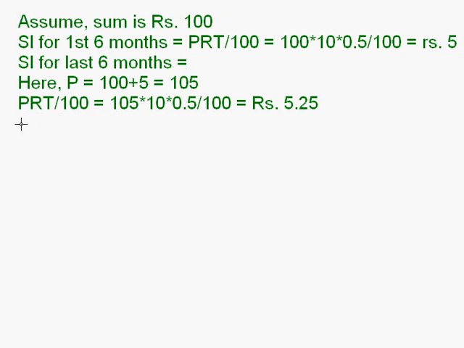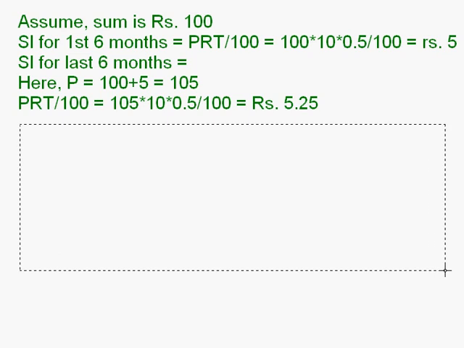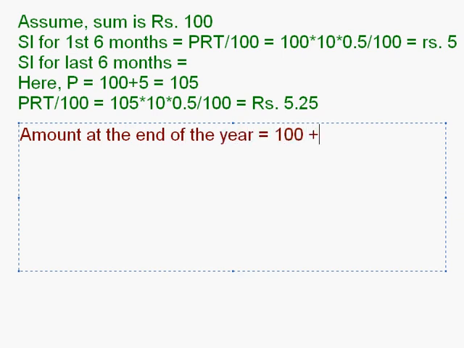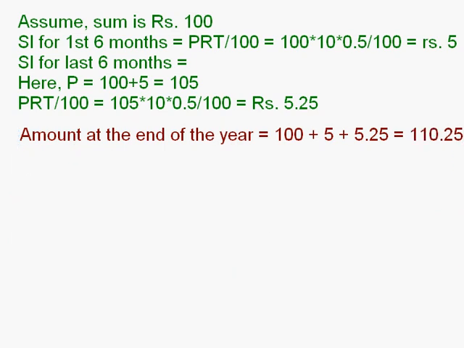Now what to do? We got the simple interest for the first 6 months, we got the simple interest for the last 6 months. So what is the only thing left? Nothing is left. The amount at the end of the year would be equal to 100 plus 5 plus 5.25, so it will be 110.25. This is the total amount at the end of the year.